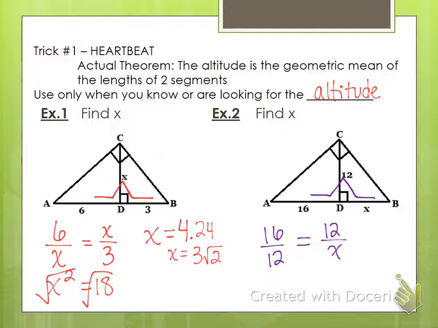So this time when we cross multiply, what do we get? 16x equals 140. Good. And when we solve, what do we get for x? X equals 9. Good.